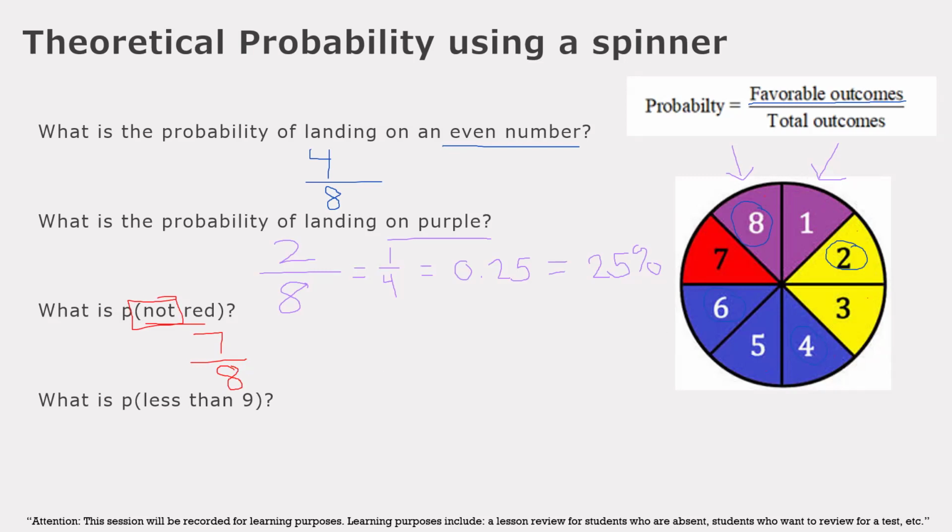The last question we have here is, what is the probability that we will get a number less than 9? Well, that's all of them, right? All of these numbers here are less than 9. So 8 of the numbers are less than 9 out of 8 total options. So if we simplify that fraction, it becomes 1. And then as a percent, that would be 100%. So we have a guaranteed chance, it is certain, that we could spin this and get a number that is less than 9.